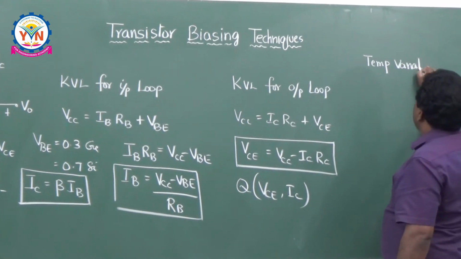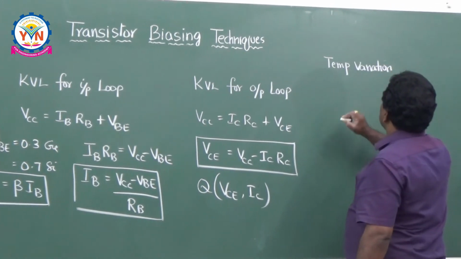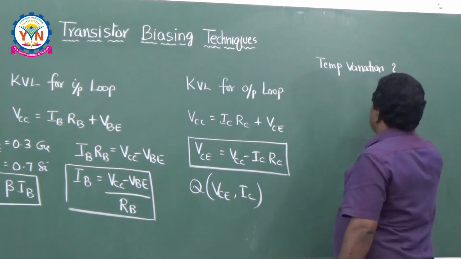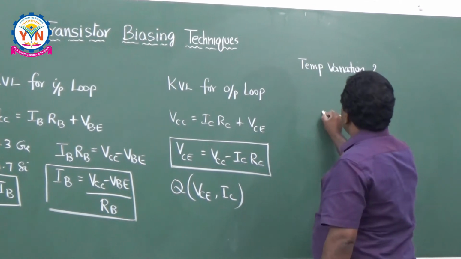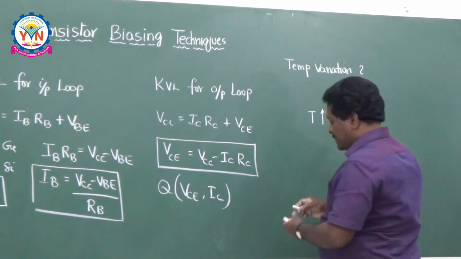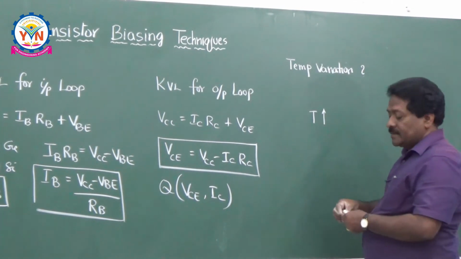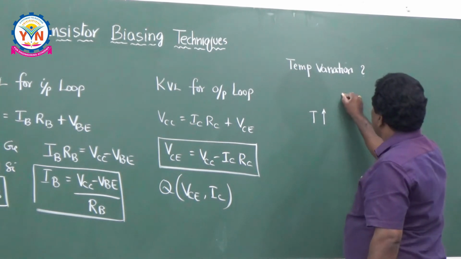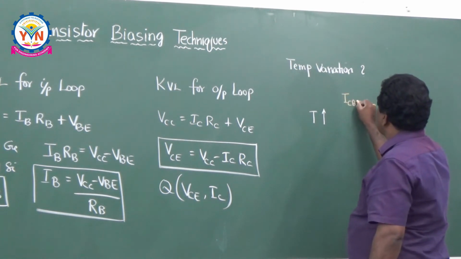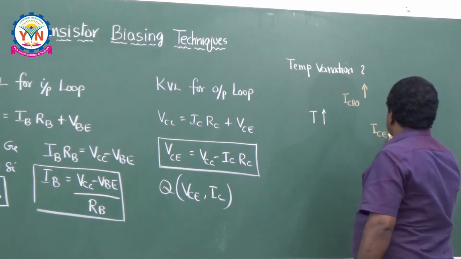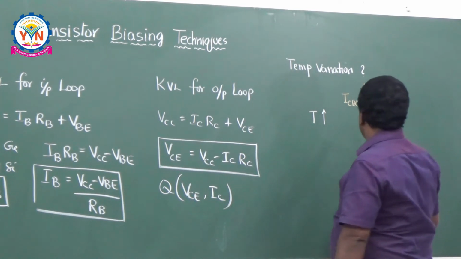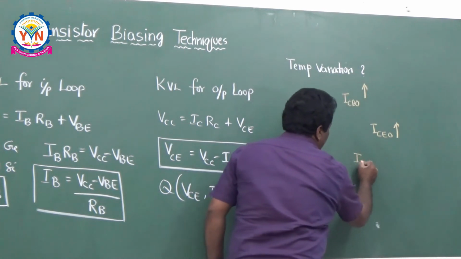Already you know very well, your operating point is fixed. Now, in this circuit, if the temperature increases, ICBO also increases and ICEO also increases, then automatically your IC also increases.